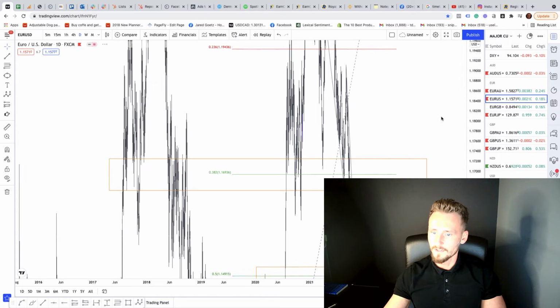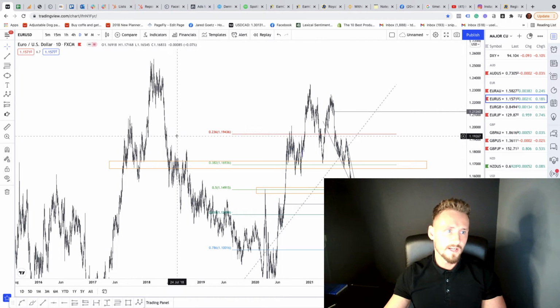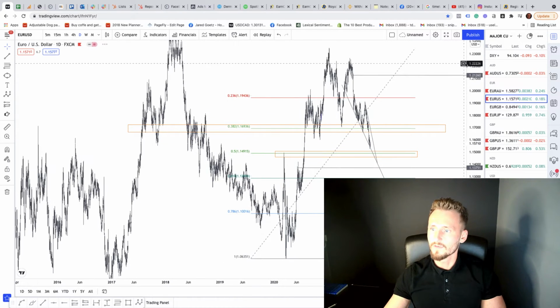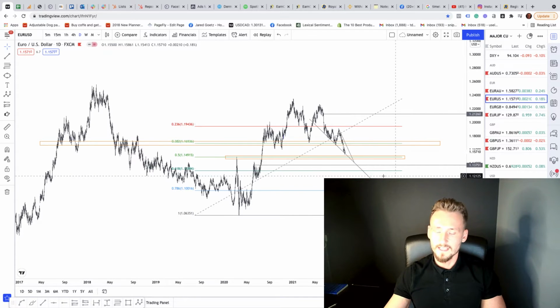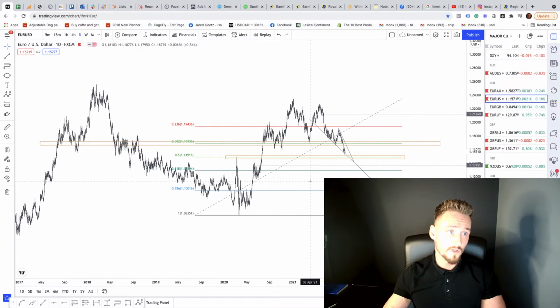Let's have a look now. Very interesting trade on Euro USD. Again, we're going to have to watch the dollar index to see, is the dollar going to be strong? If the dollar's strong, guess what? That pushes Euro US dollar down. If the dollar's weak, it's going to push the euro up.